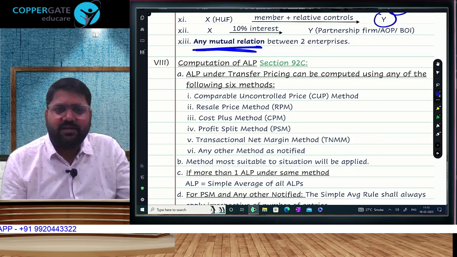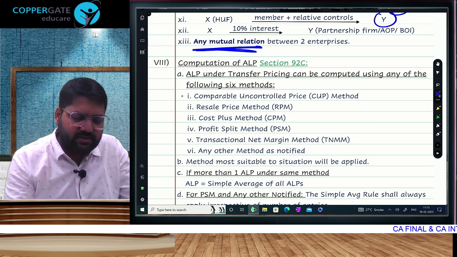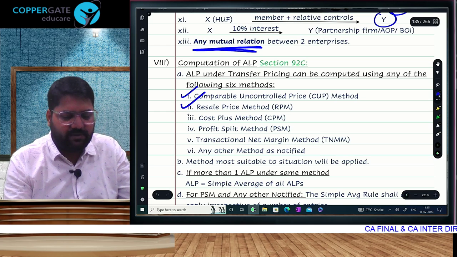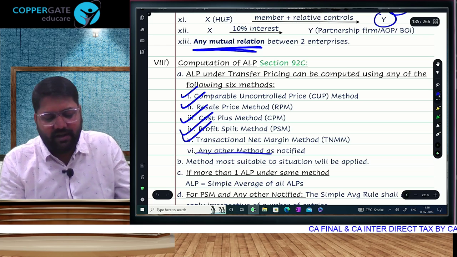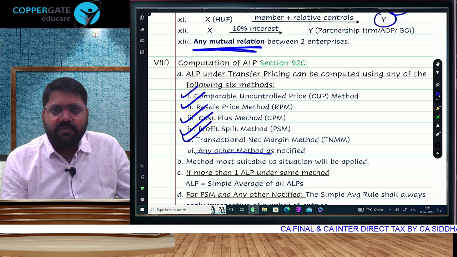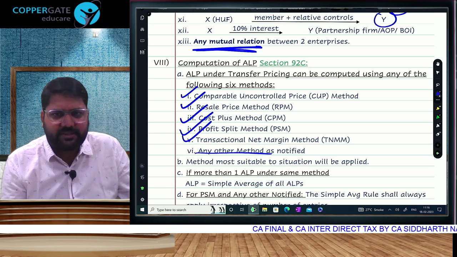And once you are an associated enterprise, how are we going to compute the arm's length price? For the purpose of computation of arm's length price, we have six methods: comparable uncontrolled price method, resale price method, cost plus method, profit split method, transactional net margin method, and any other method as may be notified. Depending upon the transaction, we have an explanation of all of them.